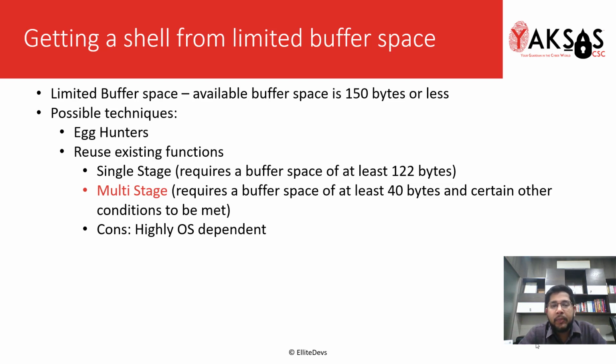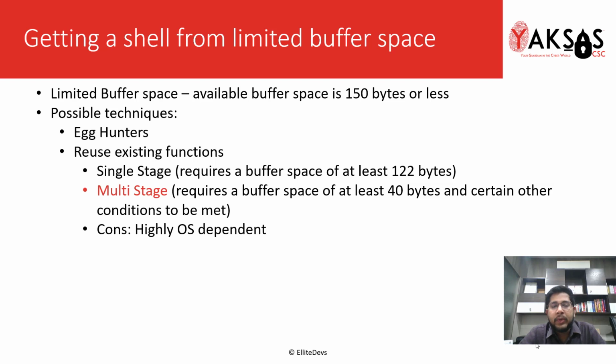The technique that we will be using in this module is to reuse existing functions. So a lot of times, let's say for example in FTP functions, it happens that most of the functions that we need to run a bind shell or a reverse shell are already loaded as part of the binary. Now what we are going to do is reuse those functions. Instead of locating them in the system, we will be reusing those functions and trying to execute our payload.